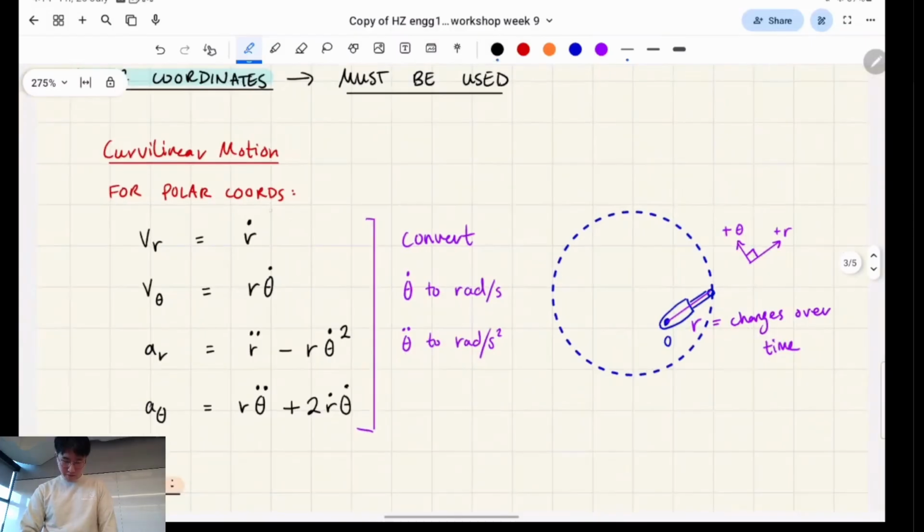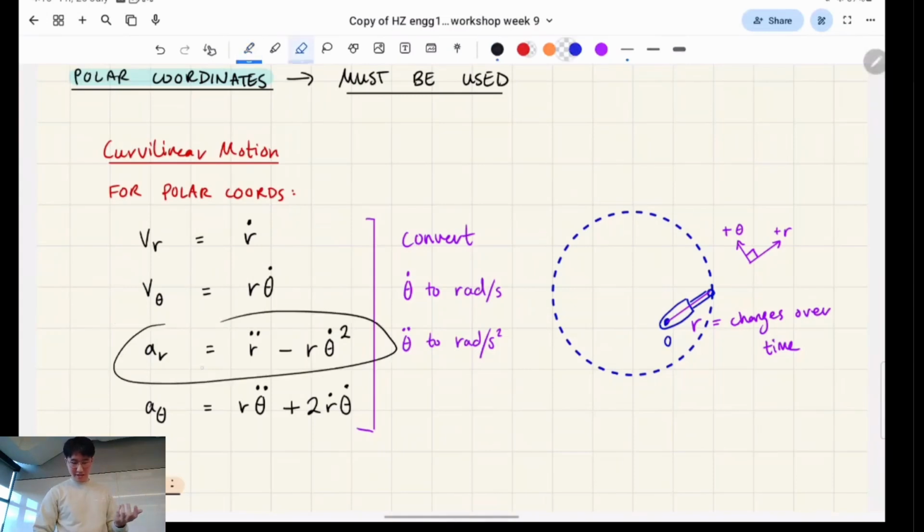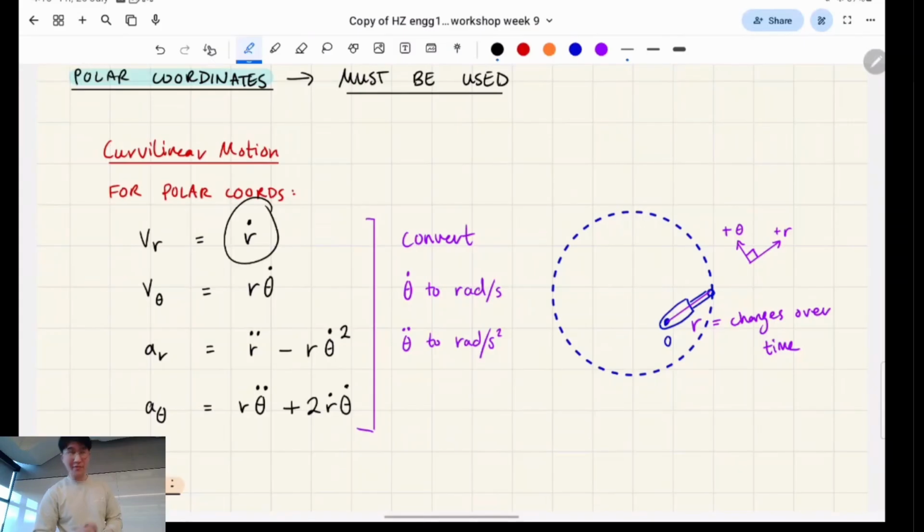Okay, so these are the formulas which describe the velocity in the radial direction, the velocity in the theta direction, the acceleration in the radial direction, and the acceleration in the theta direction. If you've never seen this dotted notation before, the dot means the derivative of. For example, R dot is the change in R over time, right?